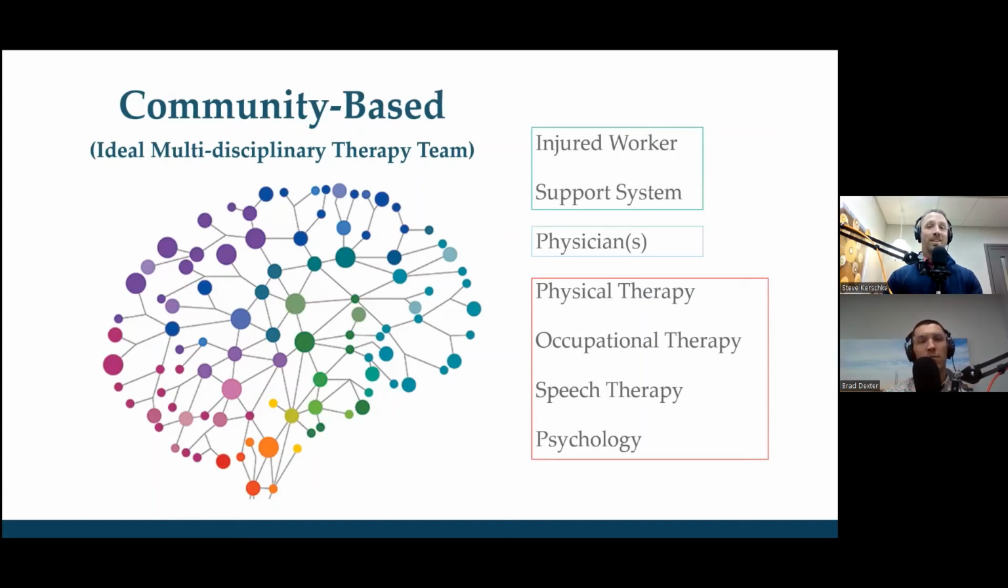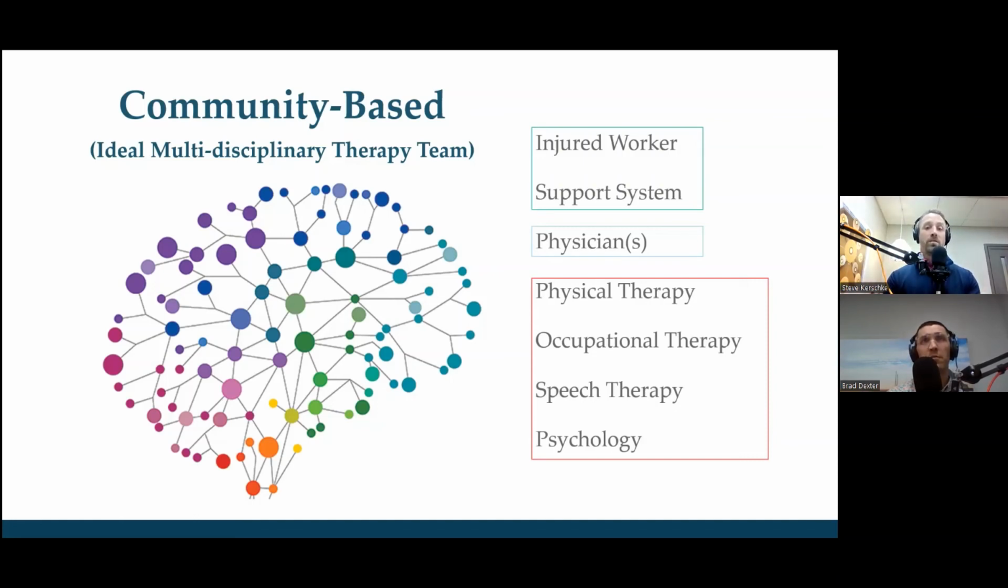This isn't always the case, but hopefully the injured person and their support system are really closely tied to each other, right? They might be in the same city, or they at least have a good working relationship, and they have supports in the fashion that they need in order to be successful. Granted, this isn't always the case, and it looks very different from person to person, but this is the ideal. And then they're going to have some physician support on board.